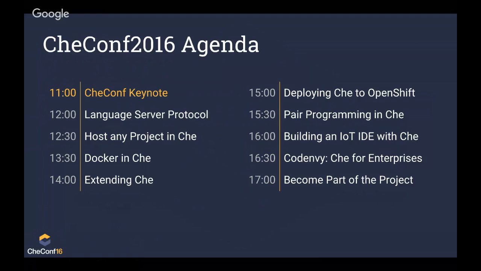We'll move on around 2 p.m. Eastern. By the way, all these times are Eastern Standard Time. We'll move to extending Che. It's going to talk about creating extensions, creating assemblies, creating plugins. And we'll see an example of that right after in deploying Che to OpenShift, and talk a little bit about the work that Red Hat has done, both to make it possible to deploy to OpenShift from Che, but also deploy Che on OpenShift instances. So that's what I'm looking forward to.